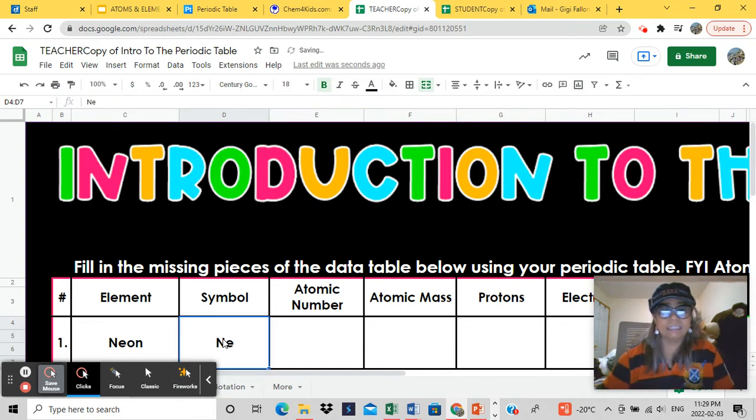Capital letter and then small letter. Remember always that if your element would have two letters, the first one is always in uppercase, the second one must always be in small caps or lowercase.